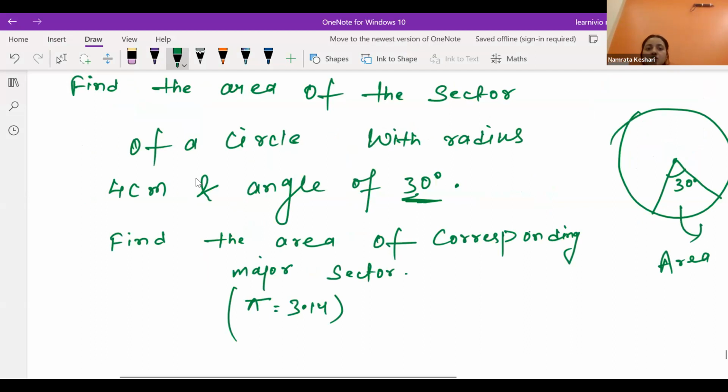I'm just stopping the screen sharing. Theta is 30° and r is 4 centimeter. Today you will be able to give the assessment from circle, whatever assessment was left.